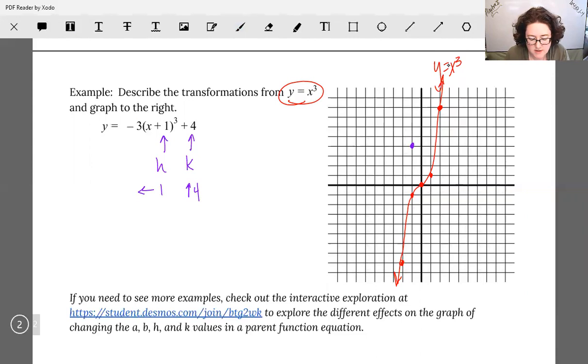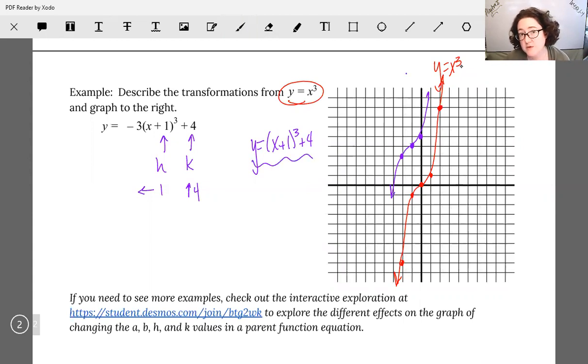Okay, then our next thing though is we need to multiply everything by a -3. So actually, let's do this. So first thing I'm going to do is let's graph this without that change. So if we were to graph just y equals (x plus 1) cubed plus 4. Again, all I've done is shifted things over. Here's where that graph is going to go. So this is, again, the purple graph.